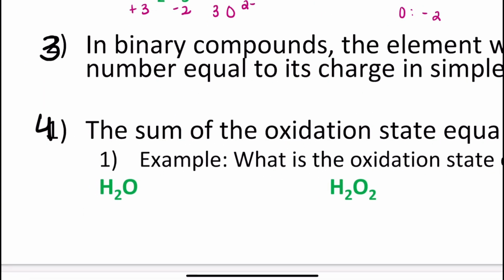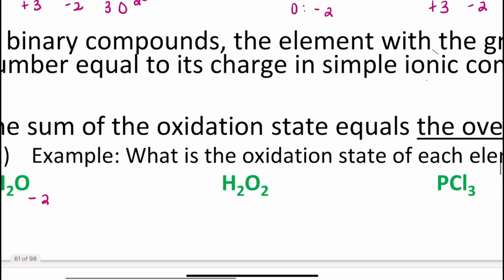H2O. Hydrogen can only gain or lose 1 electron. It can't do anything else. It literally doesn't have the space to gain or lose more than 1 electron. But hydrogen would rather lose an electron than gain an electron. Oxygen would rather gain than lose. So the oxygen here is going to be a -2. The hydrogens will each be a +1, giving me an overall 0 charge.